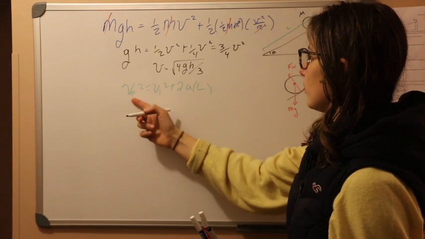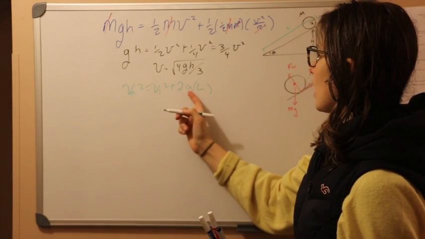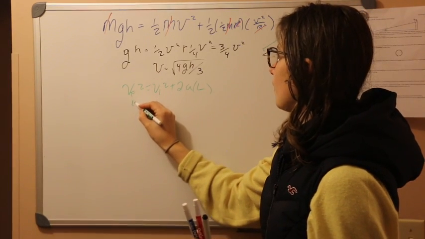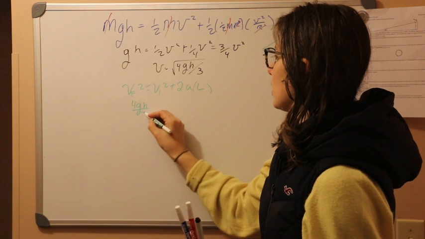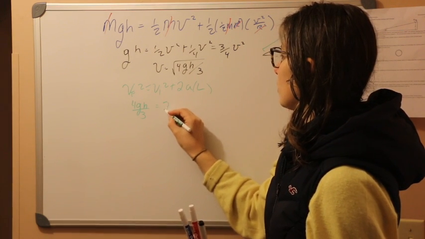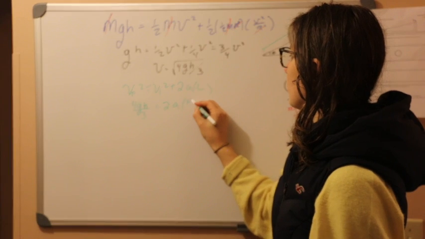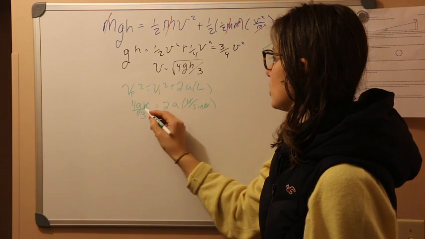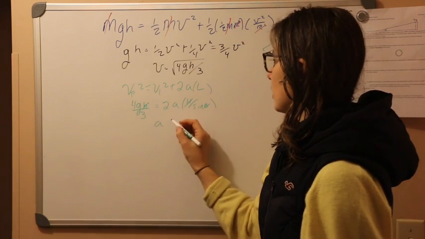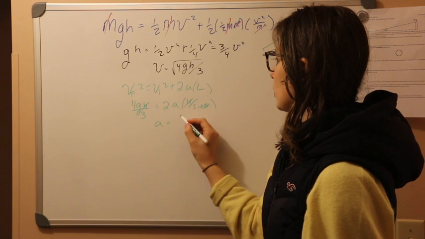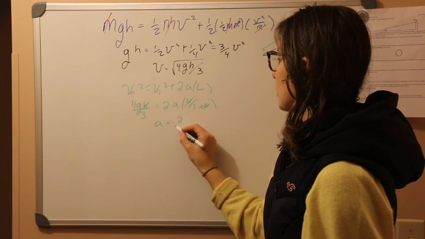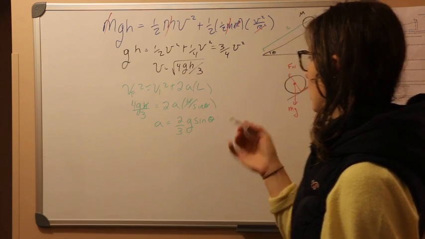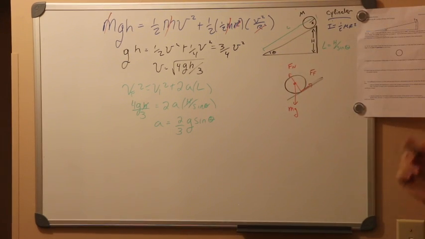Here we have the v final already, and we can square it, so we'll get rid of the square root, and we'll find the acceleration, and we'll rewrite L as h over sine theta. So we're going to have 4gh over 3. The initial velocity was 0, 2a, and then instead of L, we're going to have h over sine theta. Now to get a all by itself, we're going to cancel the h's. We're going to divide by the 2, so 4 over 2, that's going to be 2 on the top, 3. We're going to have g still, and sine theta is going to be multiplied to the other side. So bam, we showed the acceleration is 2/3 g sine theta.